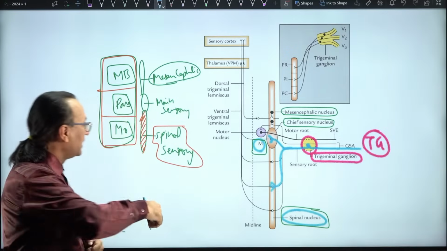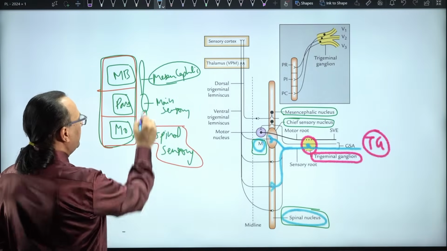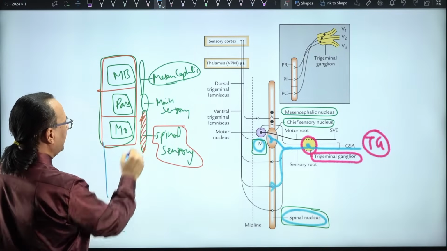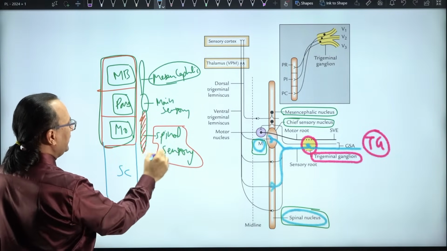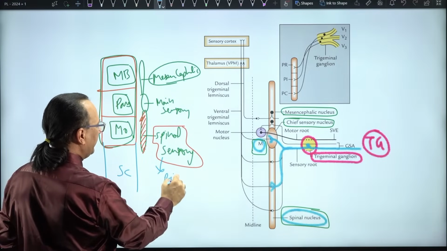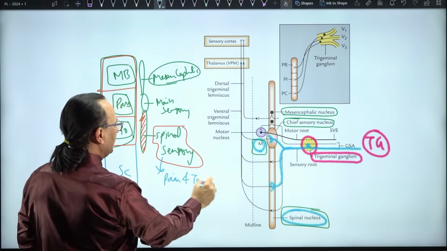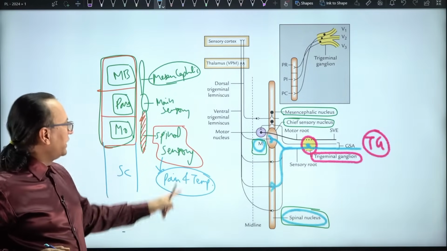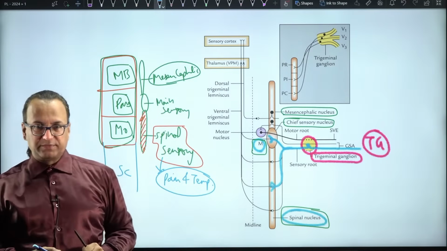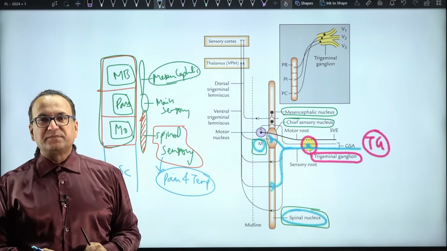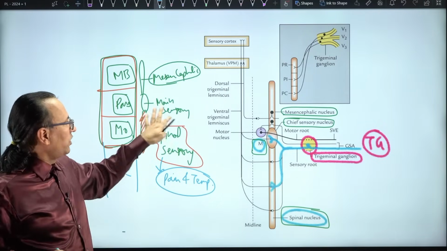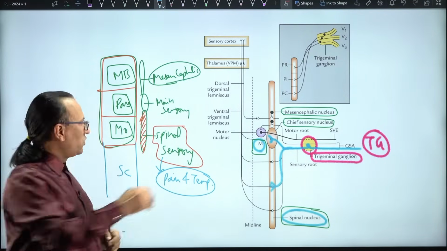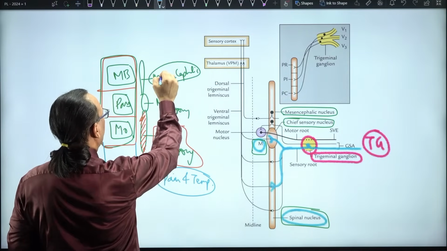You have to understand that the spinal sensory nucleus, which passes through the medulla and enters the spinal cord, is carrying pain and temperature from the face. Then what is the main sensory nucleus receiving? Before you say what the main sensory is receiving, you should know what the mesencephalic is receiving.